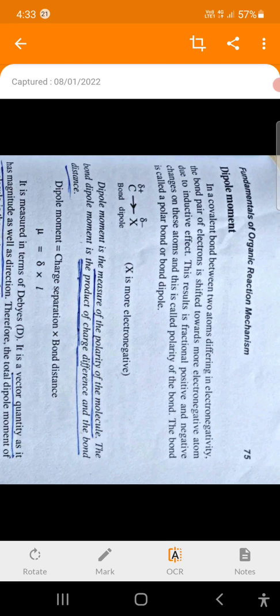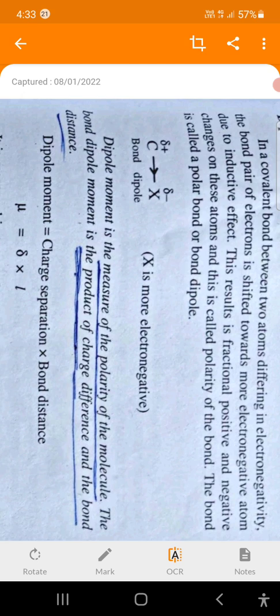Then we discuss the next point, that is dipole moment. Dipole moment is a measure of polarity of the molecule. Poles are formed in a molecule, positive pole and negative pole formation is possible in some molecules because of electronegativity difference. There are two types of covalent bonds.